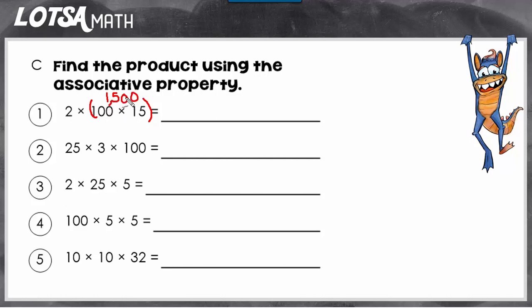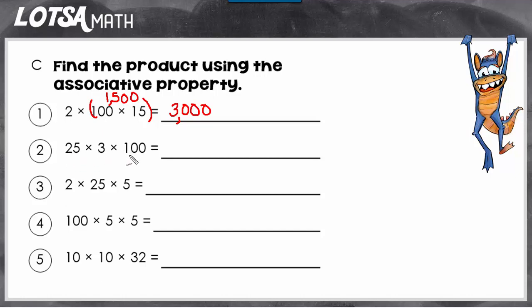Now I can take this product, 1,500, and multiply it by 2. So again, I have another problem that I can use I Spy to solve. 15 times 2, which is 30, with 2 zeros. So by grouping these in different ways, it made it easier to solve this problem, and I could do it all in my head.